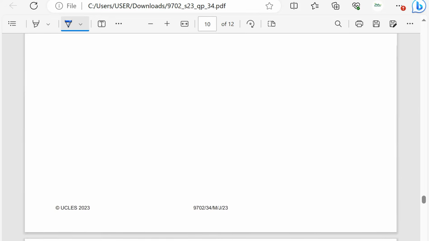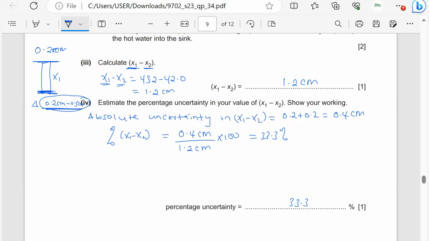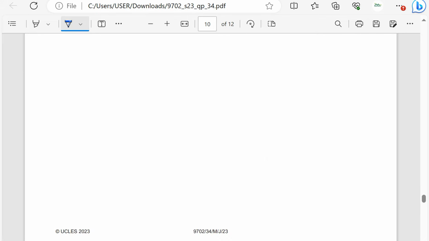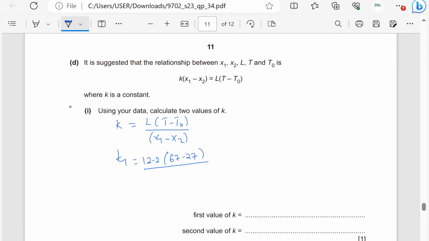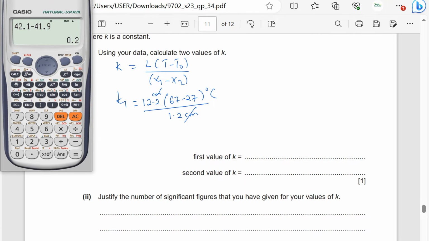For the first attempt, x1 minus x2 was 1.2. So divide by 1.2. Of course, this is in centimeters. This is going to be in degrees Celsius. So the answers are going to be in degrees Celsius if the units are asked. Because this was centimeters, this is degrees Celsius. So centimeters and centimeters would cancel. Okay, so just check this.